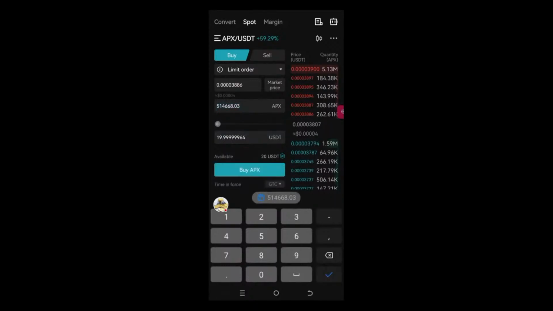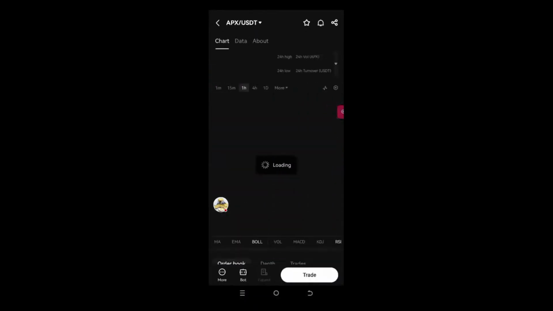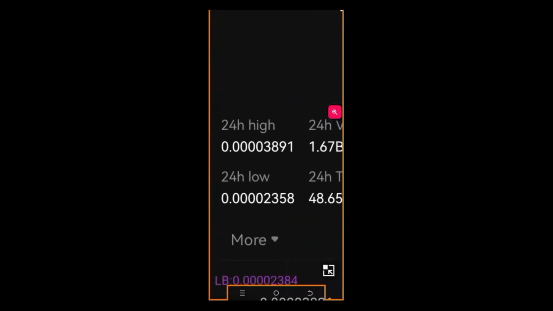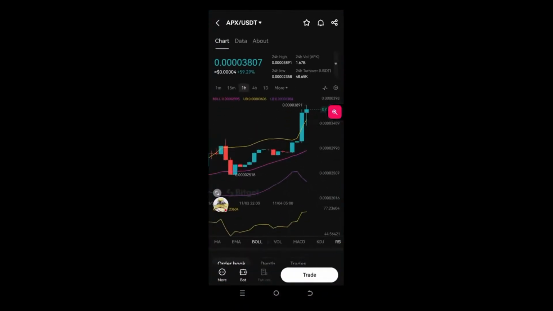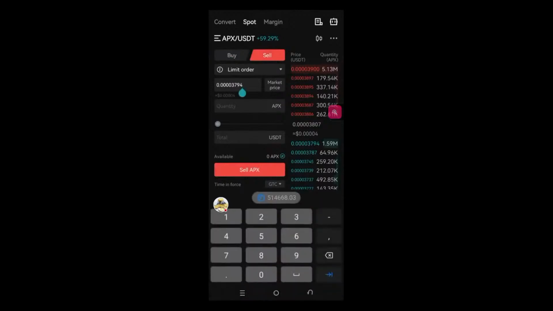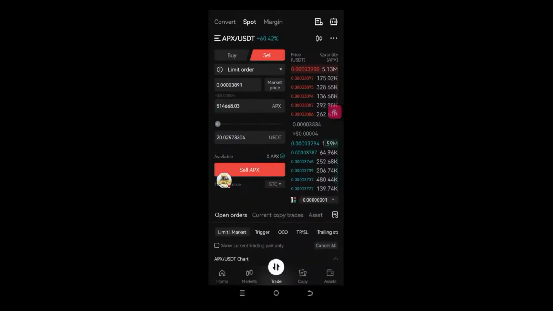Copy. That was the place it went to in the last 24 hours. It went to where? Let's check that out. Let me go to my magnifier. 3891. Okay, let's check it out. Let's sell and put 3891 there and see. Okay, let's see. Let's put the quantity of APX there.